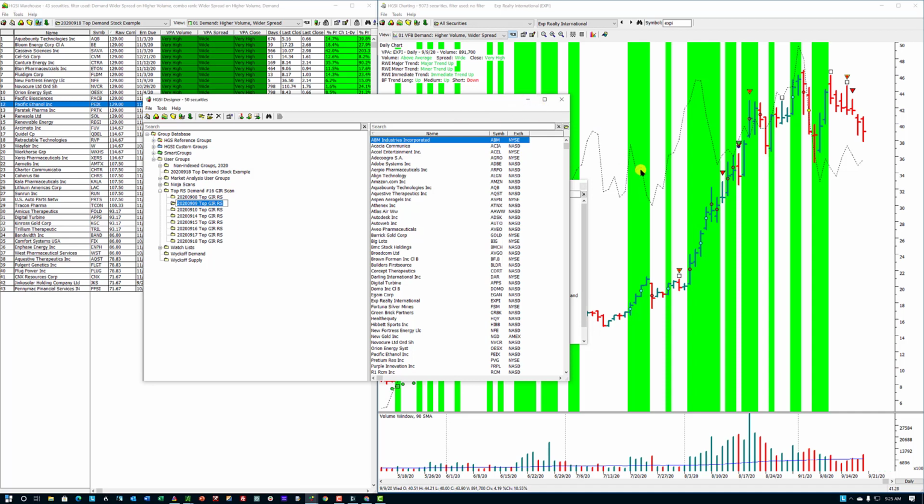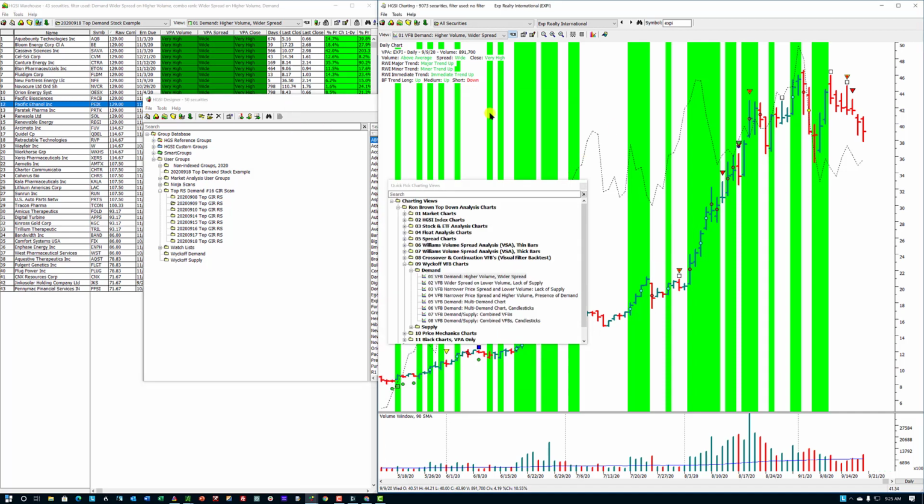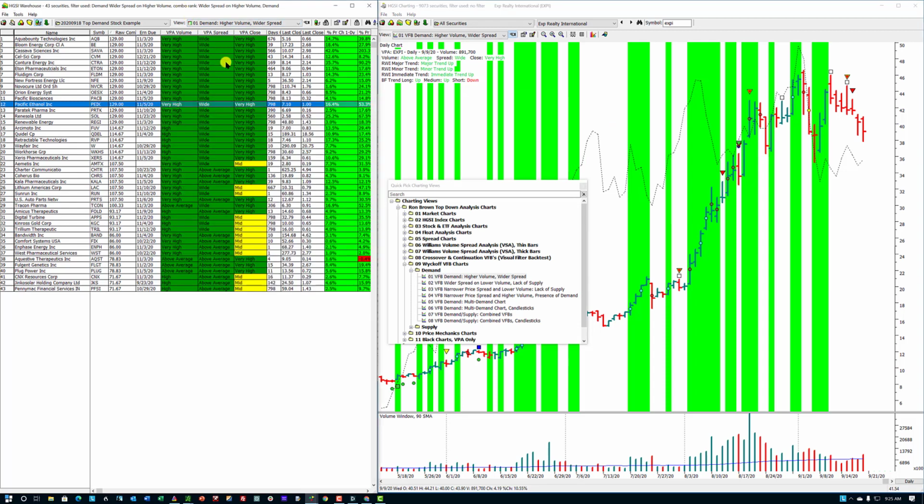You can see that folder is open. But look at all of these other great calls on EXPI. It just got caught up in the chop here. The group turned down, and it may go again. But from this date forward, it has done nothing.